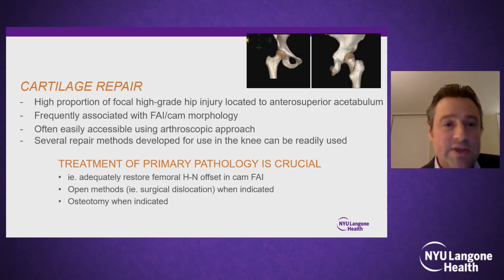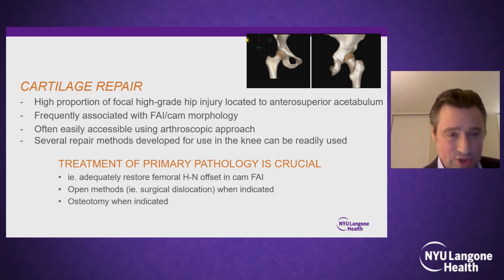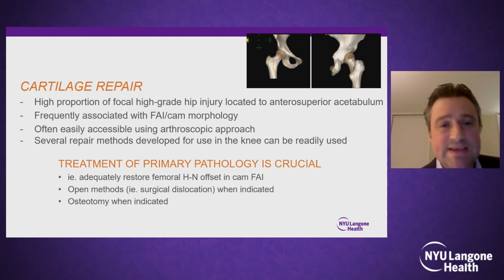So for these cartilage lesions, a high proportion of these high-grade injuries are located anterior superiorly on the acetabulum, and they're easily accessible with hip arthroscopy, and dry arthroscopy is easy to do in the hip. So I think that's the next kind of transition from treating FAI and labral injury, to getting at these articular cartilage lesions early on.